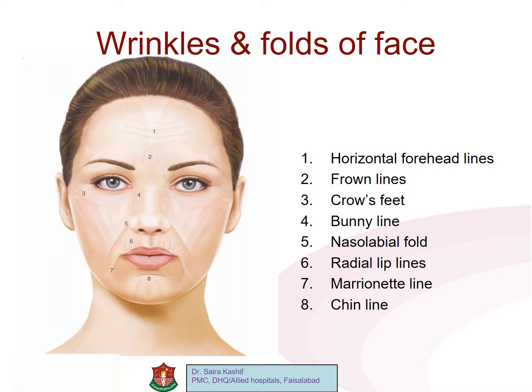again, repetition of functional anatomy is very important. You must know where to inject and where not to inject, because it is a combination of art and science. Okay. So, which are the lines we are going to improve with the help of botulinum toxin? The horizontal forehead line, frown line, crow's feet, bunny line, lip line, chin line, marionette line, and the nasolabial fold.